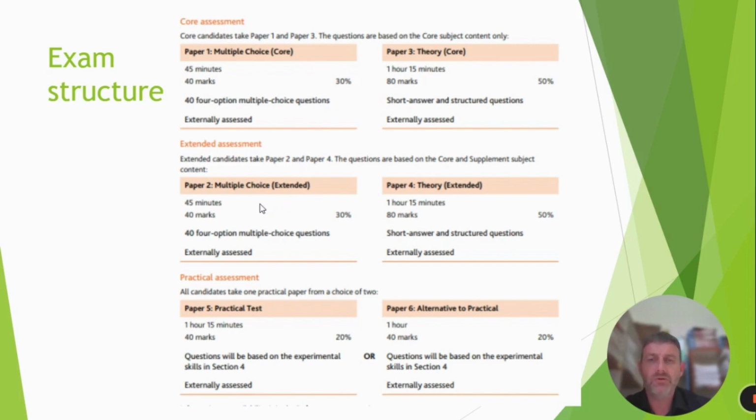We have one paper which is multiple choice, and then we have another paper which is theory with short answers and structured questions, and that can be on anything of what you've studied. And then the final part is the alternative to practical assessment.